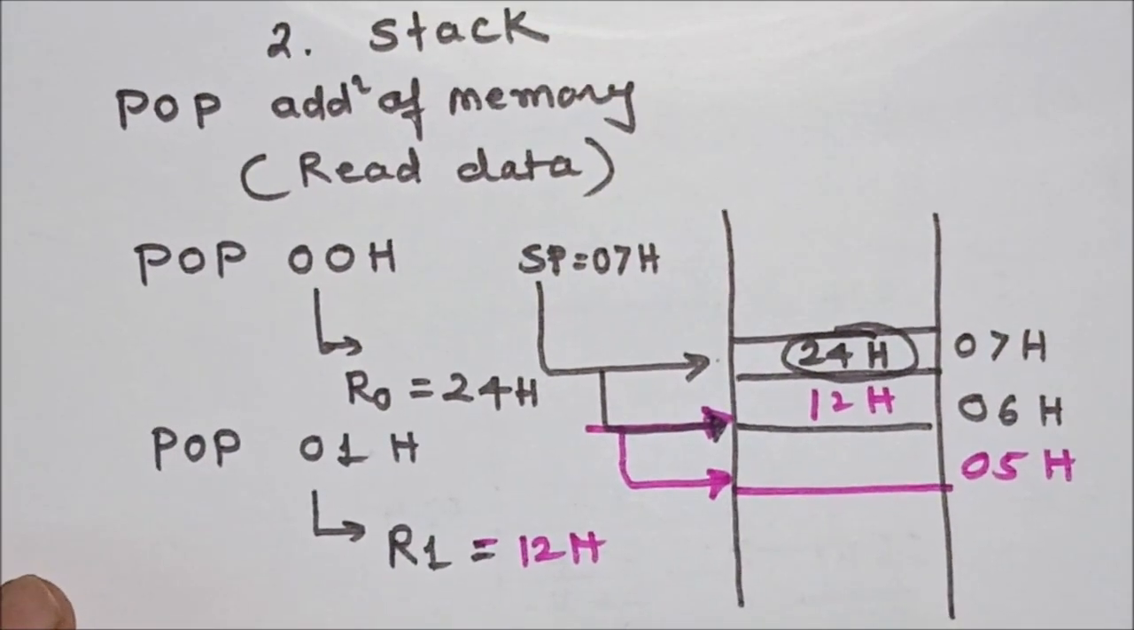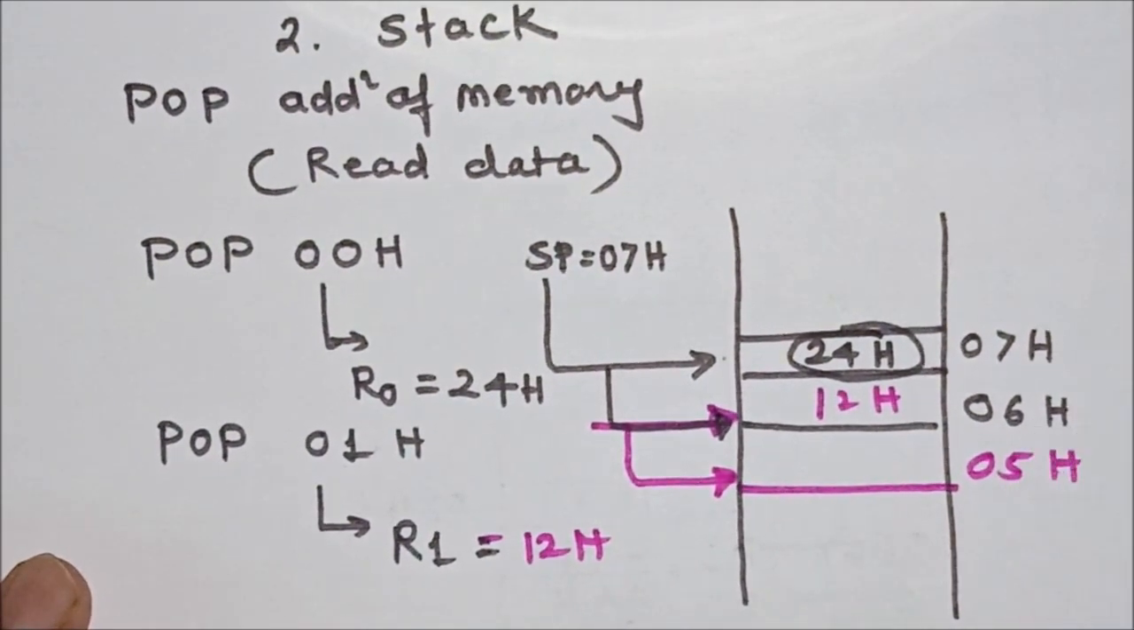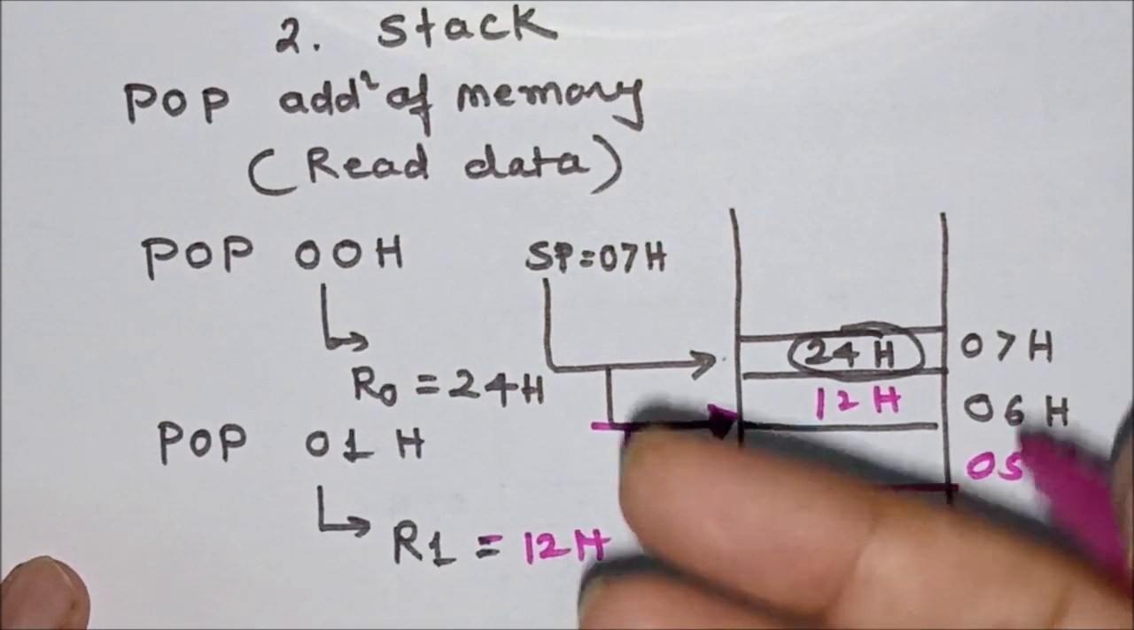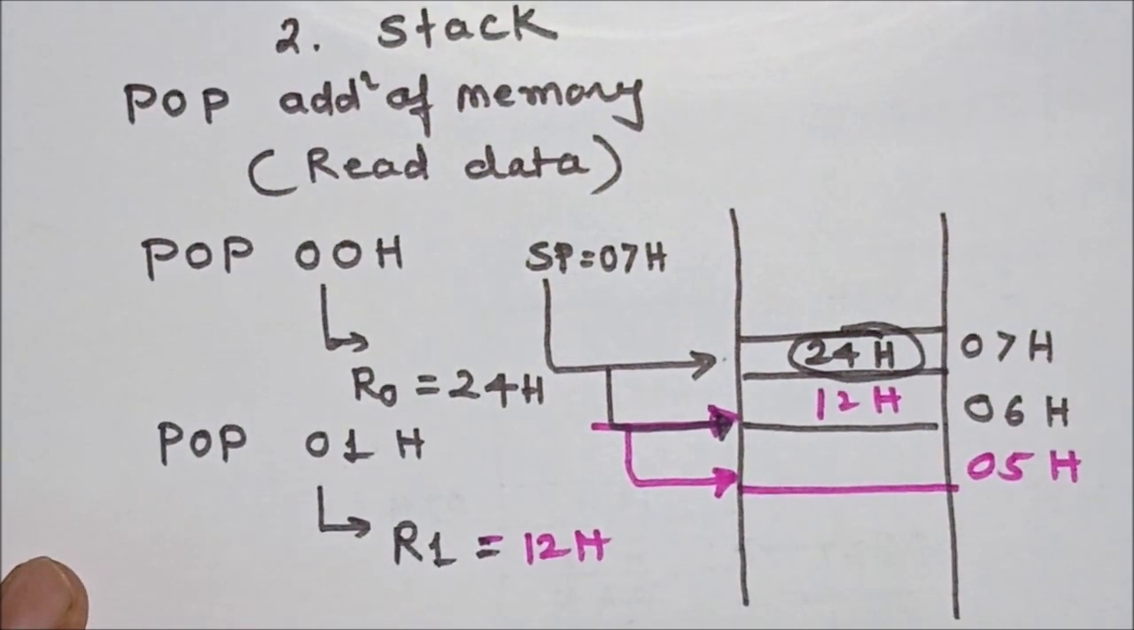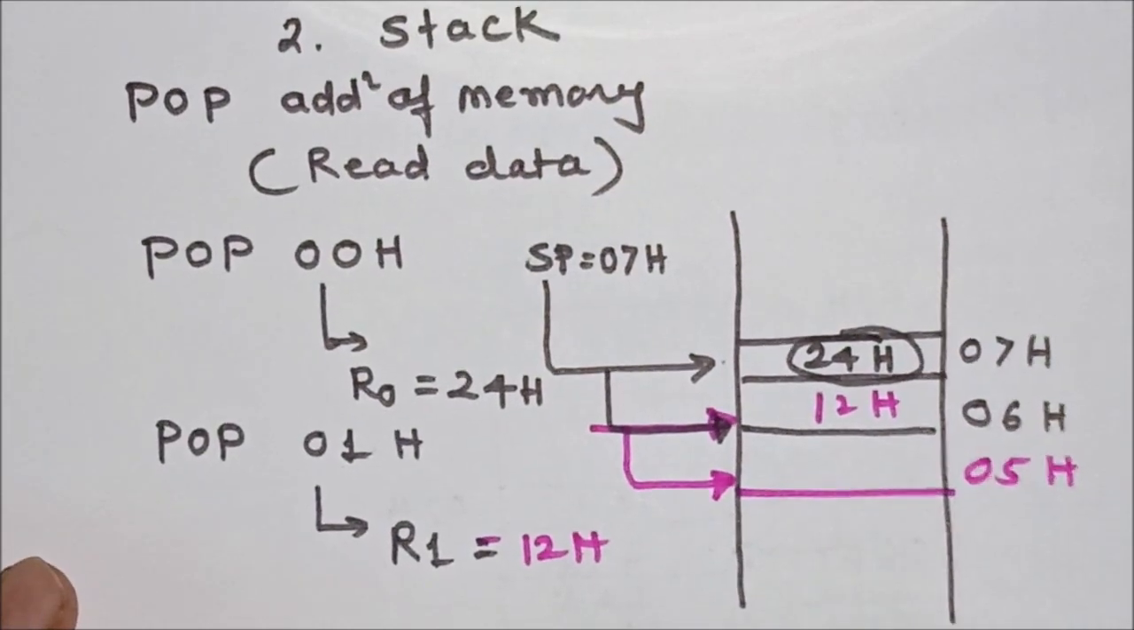So while executing push instruction, first microcontroller increments stack pointer and then writes data. While executing pop instruction, microcontroller first reads data and then decrements stack pointer by 1. Now we'll discuss how this push and pop instructions are generally used.